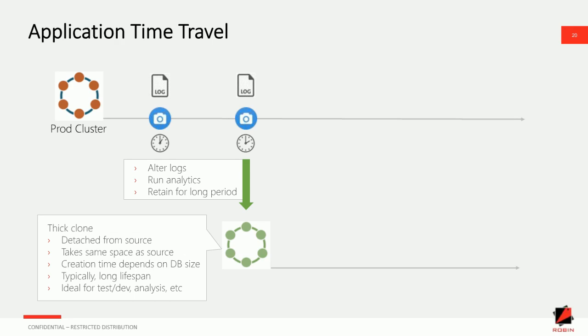I'm trying to show you the different variations, but a thick clone essentially is again detached from source, but it takes the same amount of space as the production cluster. So if production is 1 terabyte, your clone is going to be 1 terabyte as well. And typically, you do want to keep these for a long period of time, right? So that's the key differentiator here, the lifespan of that cluster.